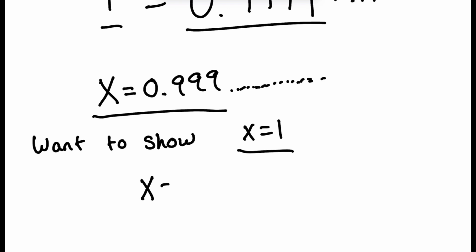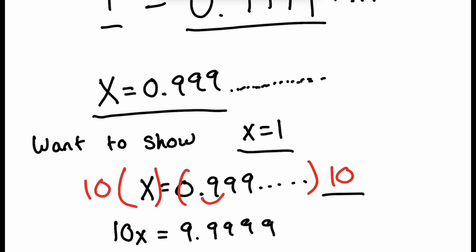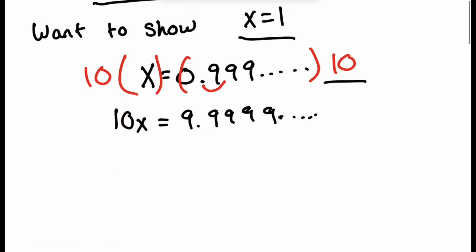Now, if we start with x equals 0.999 repeating, and I multiply both sides by 10, on the left side, we're going to get 10x. And on the right side, we're going to get 9.9999. Because when you multiply by 10, all you're doing is moving the decimal over by one spot. But these 9s will still repeat forever and ever. What I'm going to do now is subtract x from both sides.